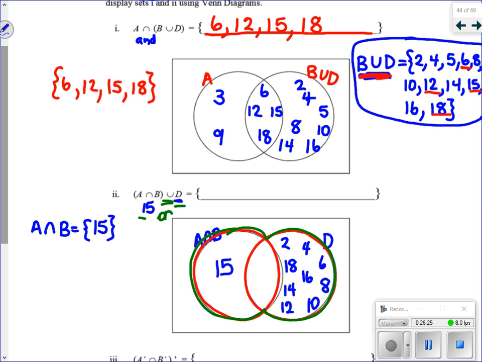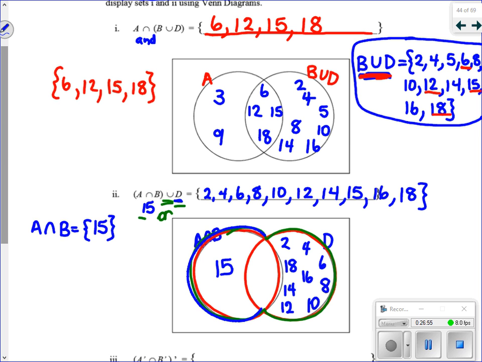That's our answer. But we have to put them in ascending order. So 2, 4, 6, 8, 10, 12, 14, 15. Don't forget that 15. We were counting nicely by twos, but that 15 is in A intersect B. 15, 16, and 18. Okay, so it's in this circle, or both. Okay, so it includes them all.